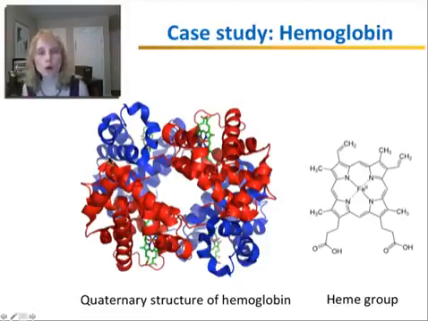Now you will learn more about hemoglobin later in the year, so this is just a little introduction to its structure. It has 4 polypeptide chains, and each one of them has another molecule in it called the heme group. You don't need to know a lot about the heme group at this point. I just want to point out that it has the central iron, and the iron is what binds the oxygen.